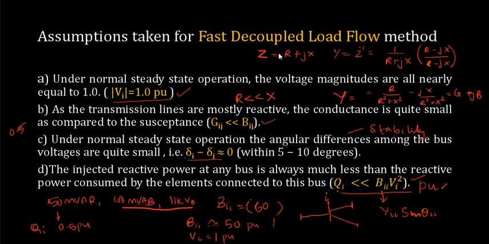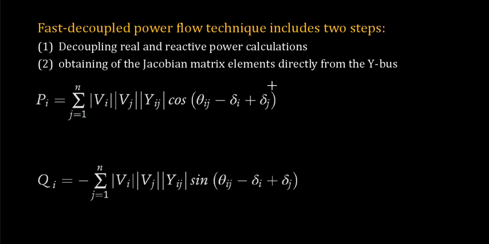Now, moving on to the fast decoupled method. So we have 2 steps to follow. The first one is you have to decouple the real and reactive power calculations, and then you have to obtain the Jacobian matrix from the Y bus. So here also we have a Jacobian matrix, just like we have done in the case of the Newton-Raphson method. But the only thing is that the Jacobian matrix that we consider here is a simplified one.